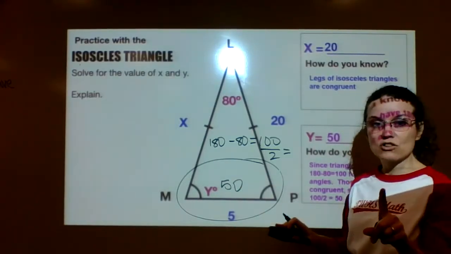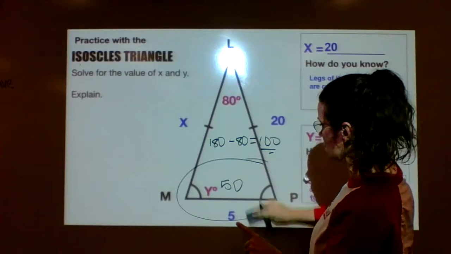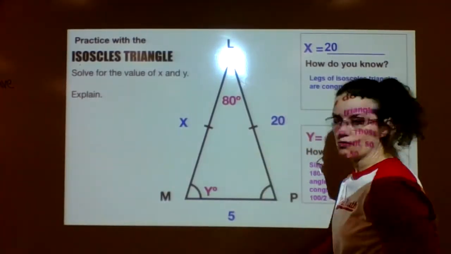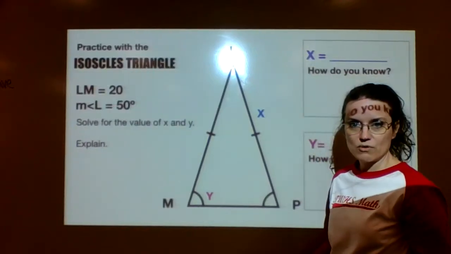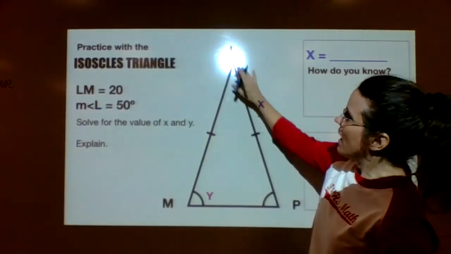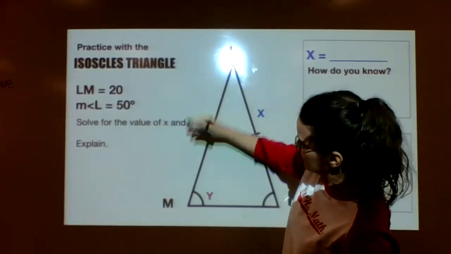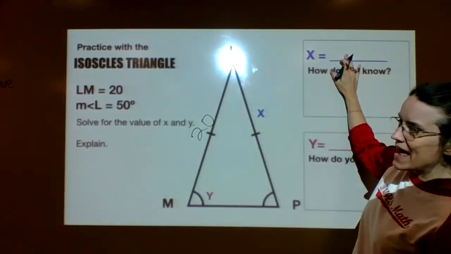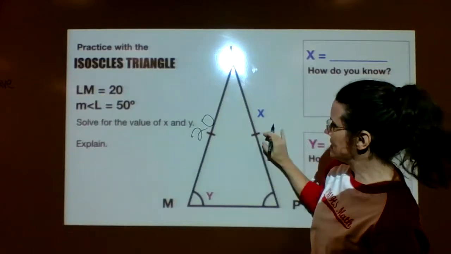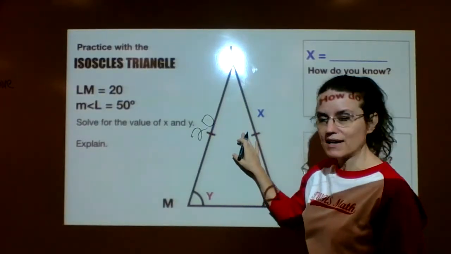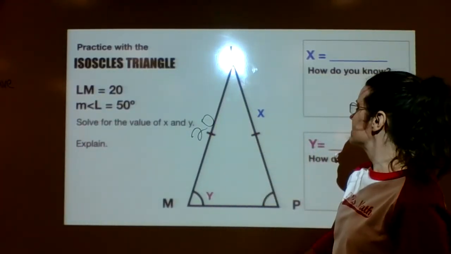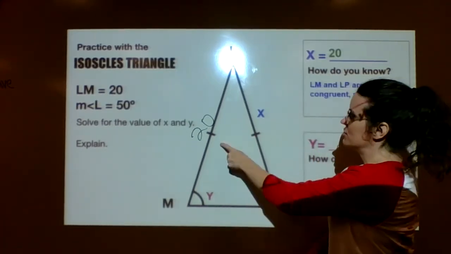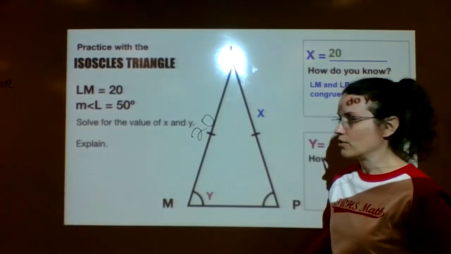So there's a little more algebra involved in that, but it still used the concept that these base angles opposite the congruent sides are always congruent. Another one here. I know that LM, that's the length of this side, is 20. And so if I want to find X, I go, oh, look, it's an isosceles triangle with congruent sides. This guy here, X, had better be 20 because the two legs of the triangle are going to be congruent.